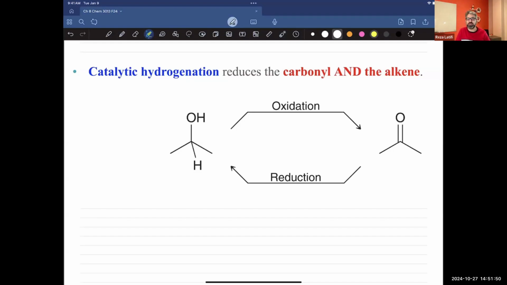We mentioned this one before: if you take a carbonyl group and reduce it, you can turn it to alcohol. It depends on what you start with. If it's an aldehyde and you reduce it, you get a primary alcohol. If it's a ketone and you reduce it, you get a secondary alcohol.